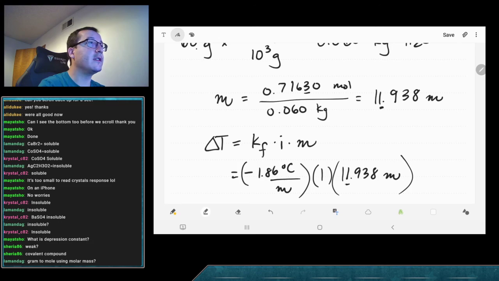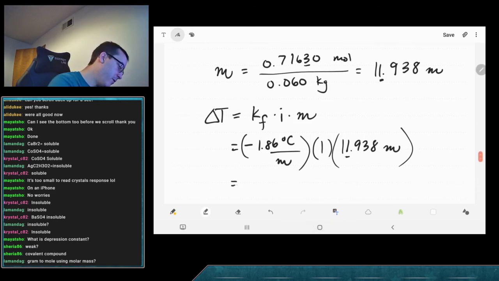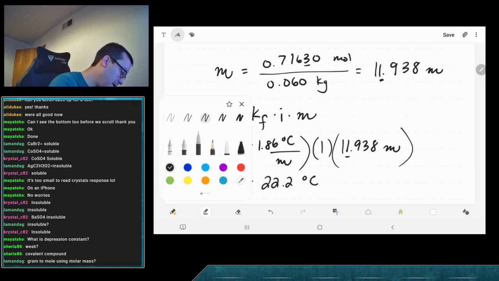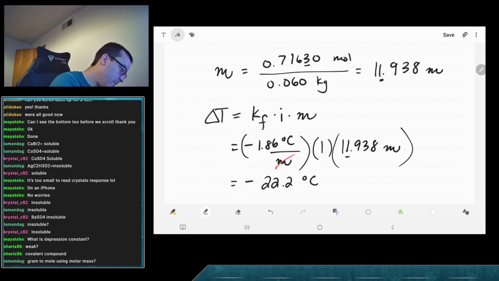So let's do that, times 1.86. Doing all this fun math, we get negative 22.2 degrees Celsius, right? Because molal will cancel out. So what the heck does this mean?